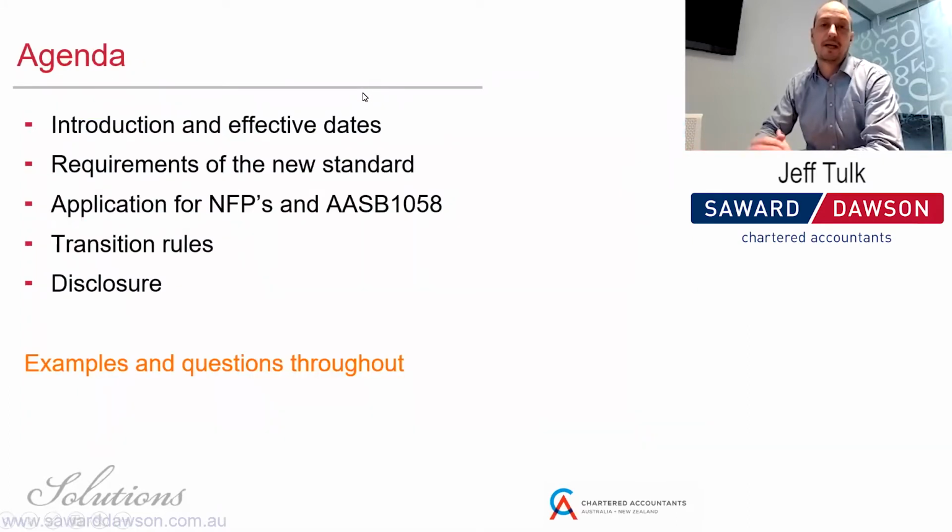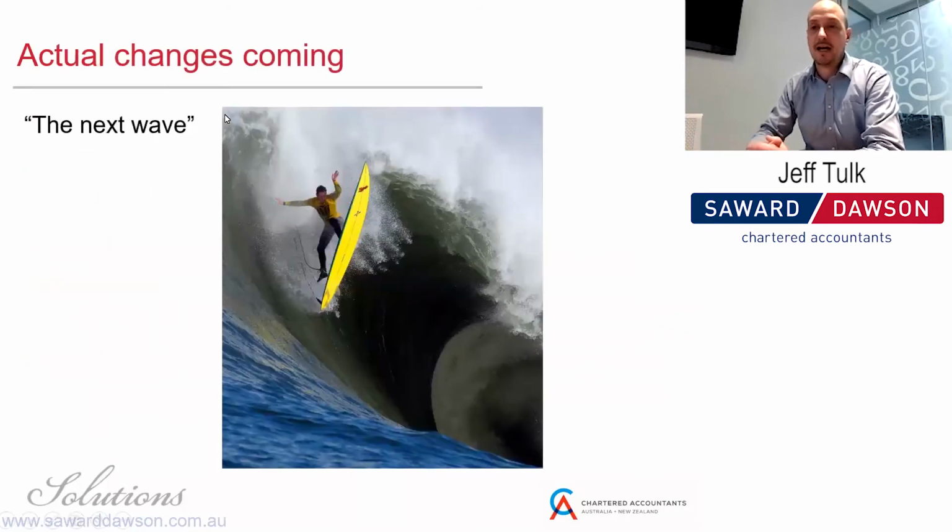So today I'm going to talk about when the effective dates are, what the requirements of the new standard are, its application to NFPs and its interaction with the new revenue standard or contribution standard, which is AASB 1058 for not-for-profits. What are the transitional rules and what types of disclosures you will need to complete to comply with AASB 16 in your financial report. I'll also go through some examples and answer some previous questions throughout this presentation on these slides. So bear with me and we'll make a start.